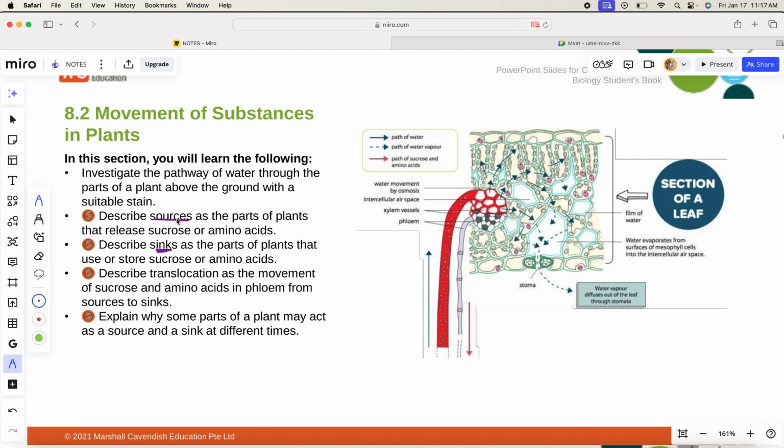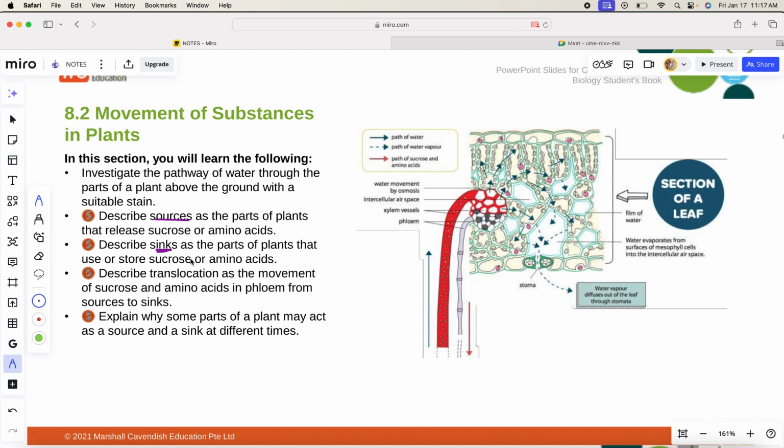In the transportation of water or the transportation of manufactured glucose, the organic substance, manufactured glucose and amino acid, or transportation of sucrose. Actually, sucrose we transport. Transportation of sucrose and amino acid is from source to sink. That's called translocation. The process is called translocation. The movement of the manufactured food, the sucrose and the amino acid, from the point of manufacture is called source, and the point of usage is called sink.